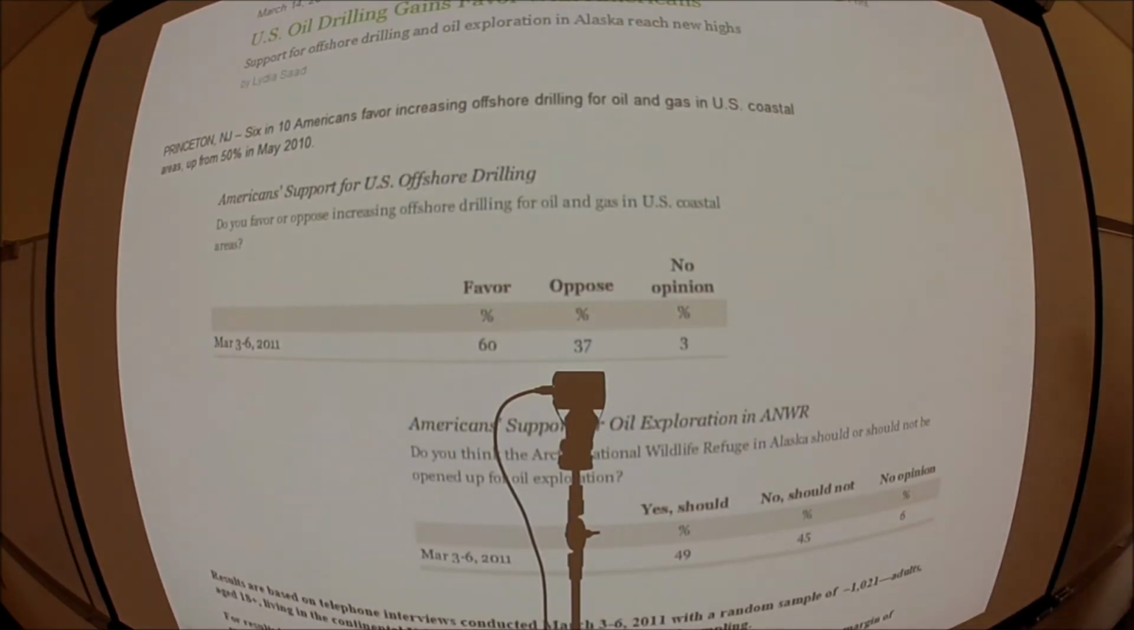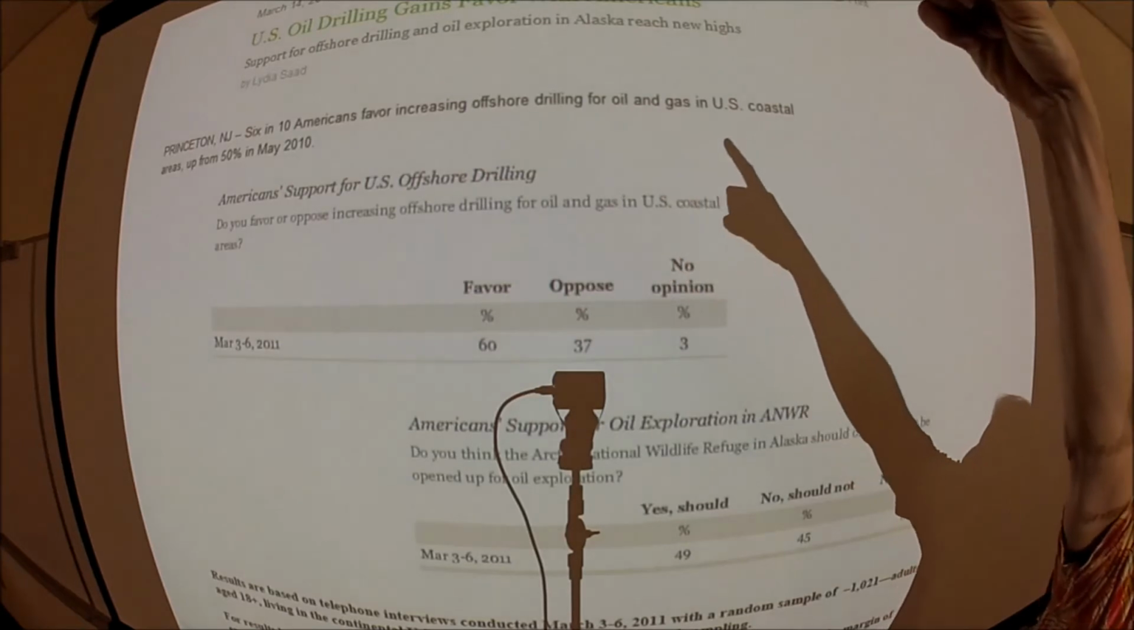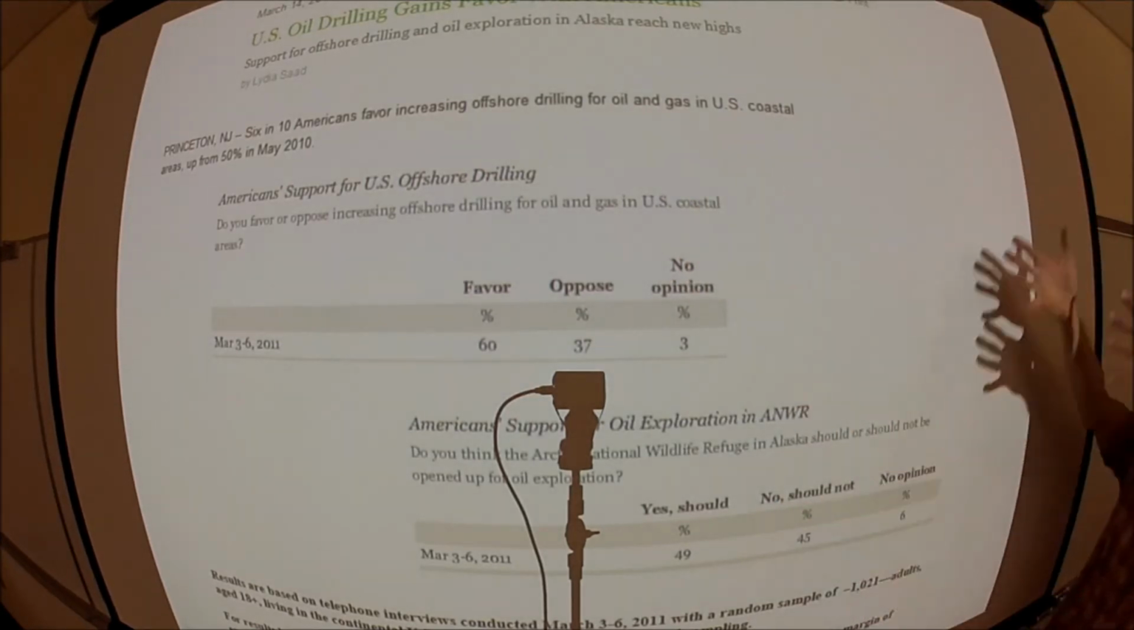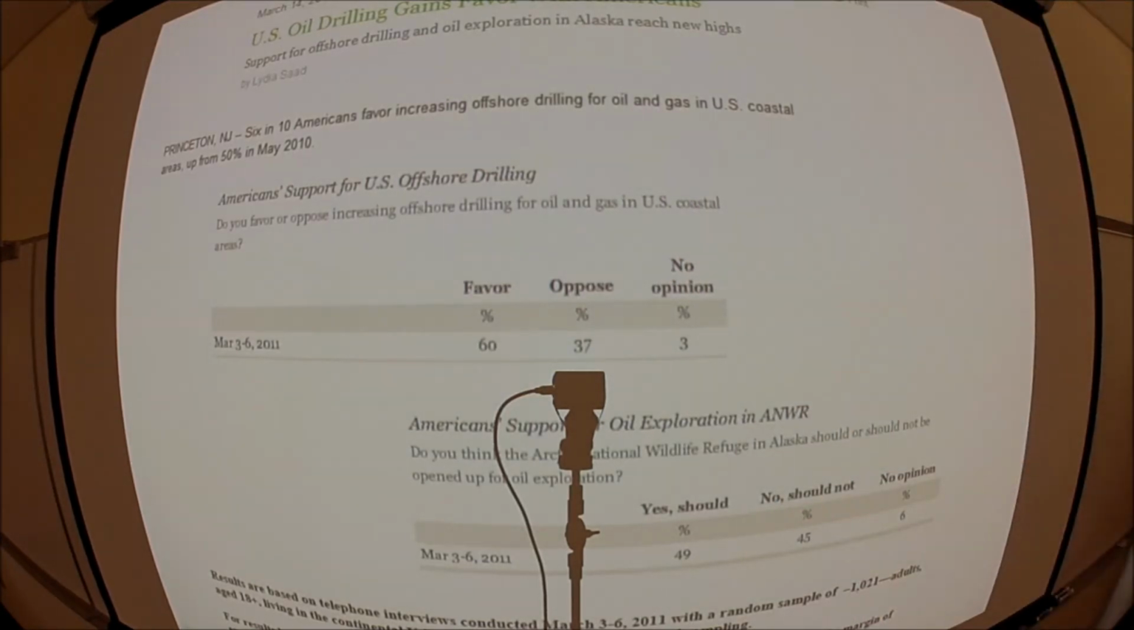Okay. So this is from a couple Marches ago. I can't believe it's 2 years ago now. It's amazing. There's the headline: U.S. oil drilling gains favor with Americans. Go ahead, friends, take a look. Take this all in. Take a look-see there. See what you can see.